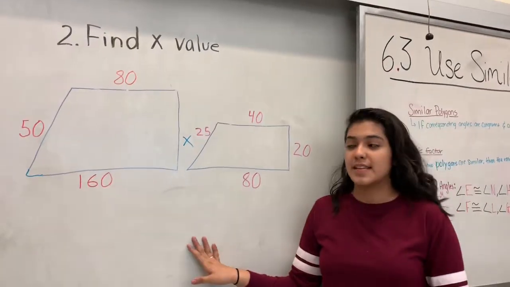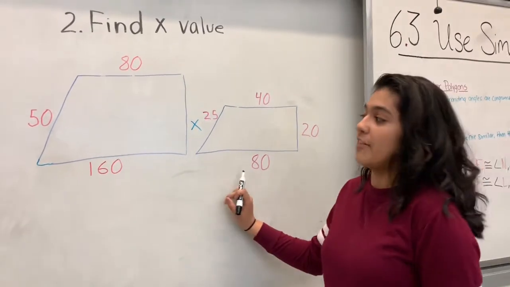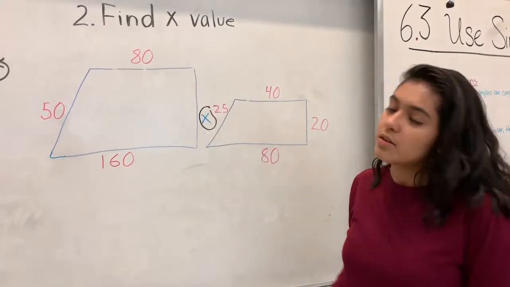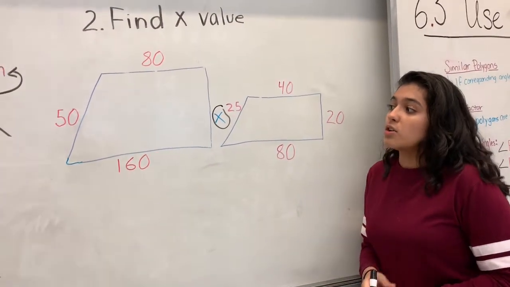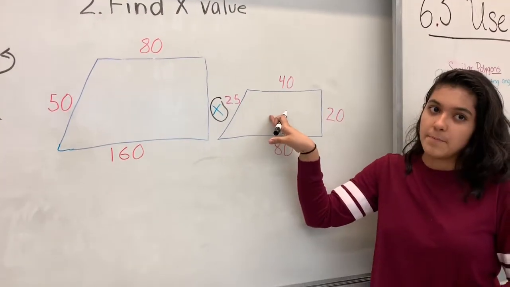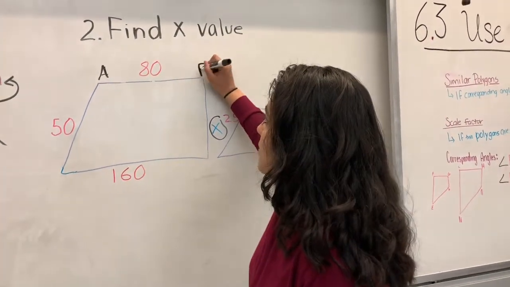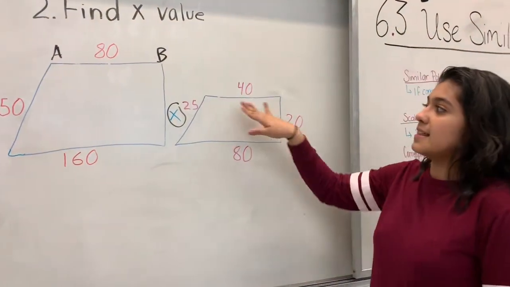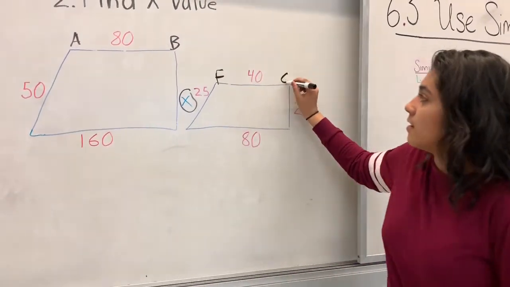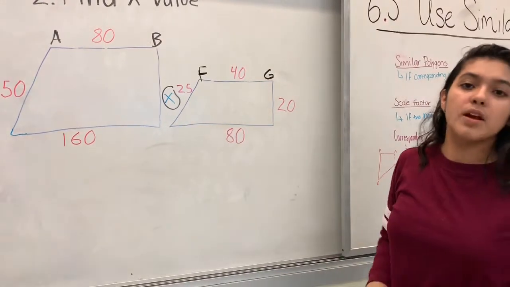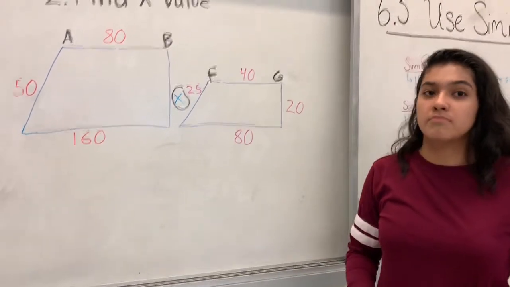So now we're gonna do a second problem. It's kind of the same thing as finding a scale factor, but this time we're gonna find this x value right here. And we're still gonna use dividing in order to find it. So you guys see these 2 shapes right here, right? And you see this line that's 80. Let's say that this line right here is A and B. And let's say that this line 40 is F and G. And F and G and A and B are the same side, but different length.